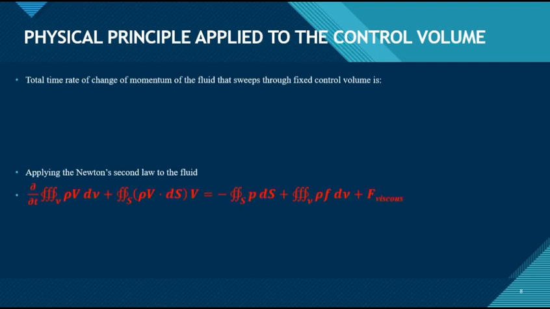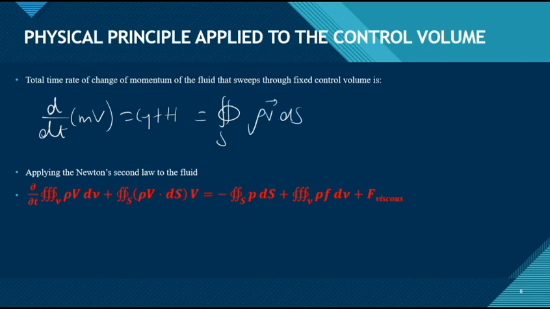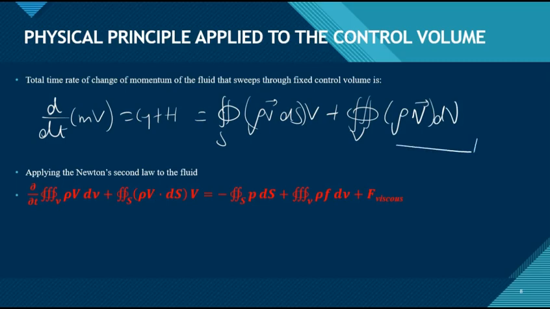So now in order to get the total time rate of change of momentum that is sweeping through the control volume, that is our right hand side term d by dt of mv, it would be G plus H, that is the surface integral of rho v dS into v, and the volume integral of rho v dV. This is our equation 10.